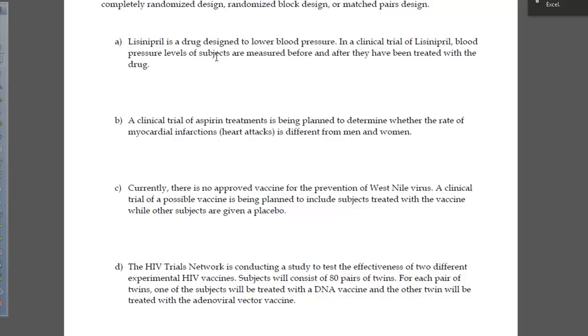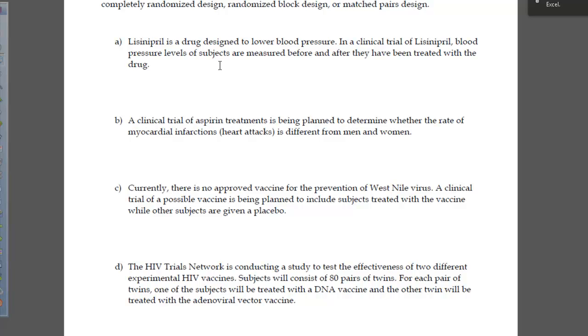Lisinopril is a drug designed to lower blood pressure. In a clinical trial of lisinopril, blood pressure levels of subjects are measured before and after they have been treated with the drug. Matched pairs design. We got that before, after going on, so that's definitely matched pairs. Excellent.